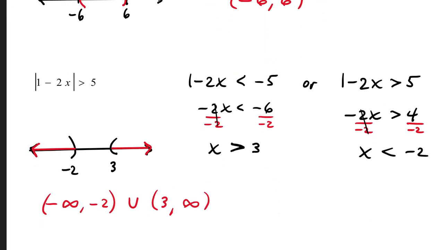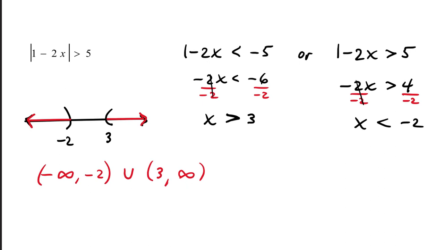Our last example, we have the absolute value of 1 minus 2x greater than 5. This means if you sketch a number line marked 0, you have to stay more than 5 units away from 0. Well, that means you have to be left of negative 5 or right of positive 5. Numbers like 6, 7, 8, or negative 6, negative 7, negative 8, those are more than 5 units away from 0 on a number line.